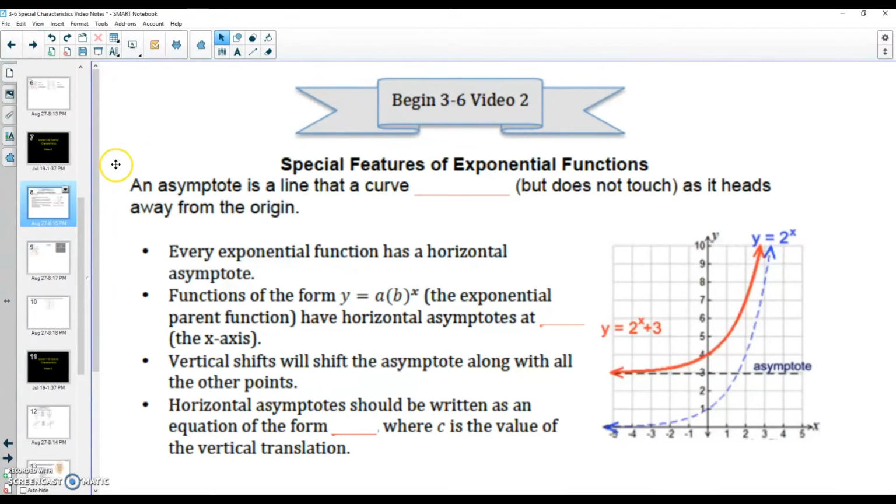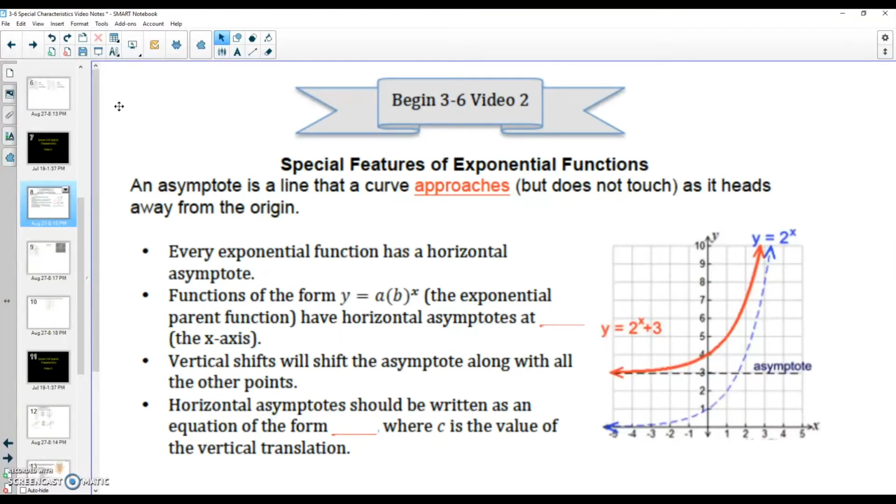An asymptote is a line the curve approaches but does not actually touch as it heads away from the origin. It's going to be where our exponential function is getting really close to, but it's never going to actually touch that value or cross over that value. Every exponential function that you'll ever see will have a horizontal asymptote.